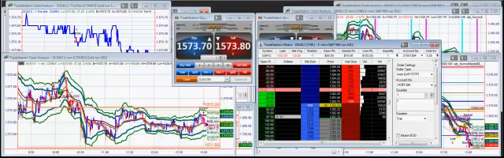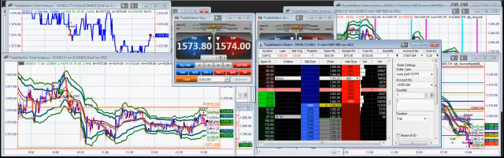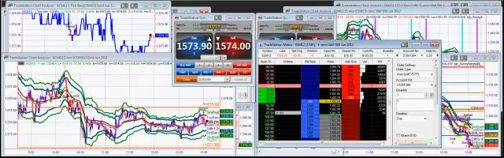I figure that's probably where that trade will go, and I can take profits at that level. I've only got 15 minutes left before this market closes for a few minutes, and I'm not expecting it to go much lower than that during this last 15 minutes. I'm going to let you watch that trade develop for a few minutes.